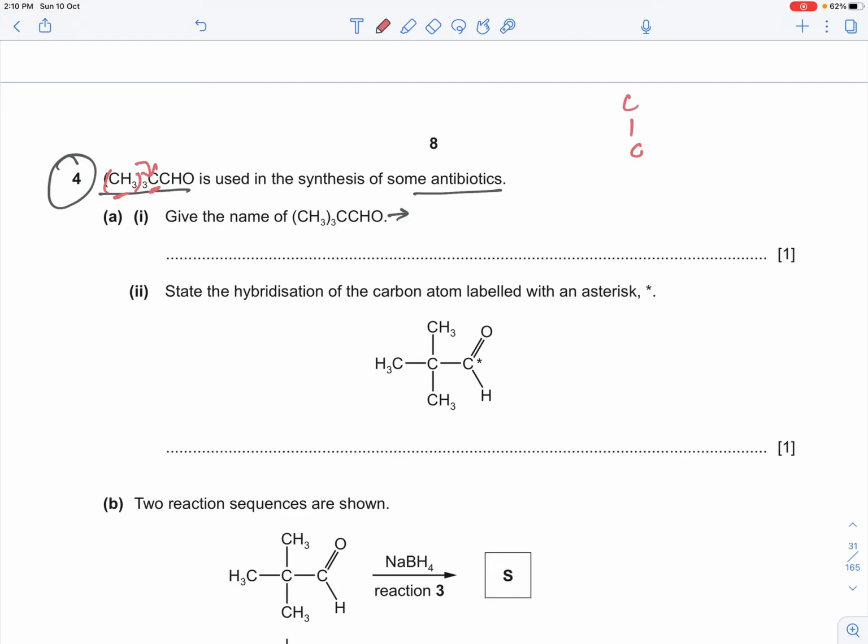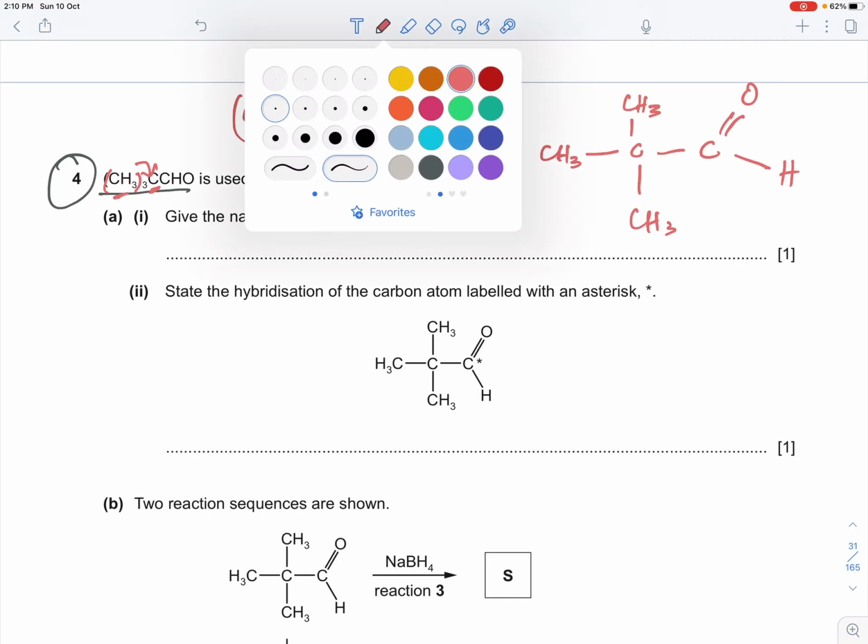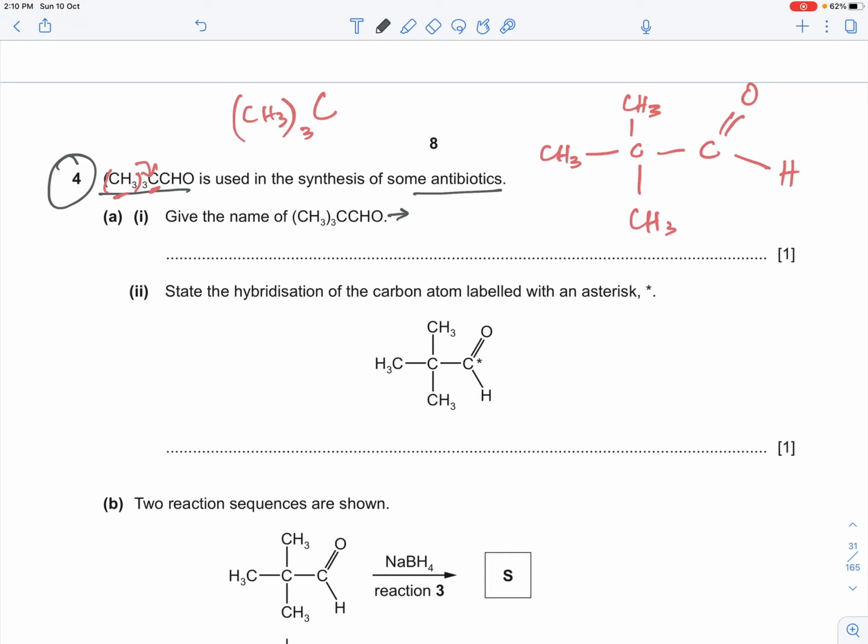Alright, so we will write 3 CH3, 1, 2 and 3. So this is the same thing as (CH3)3C. And then next to it we have CHO, that means C double bond O H. So this is an aldehyde. Now next you have to identify the longest chain of carbon atoms, and the aldehydic carbon must be present in it. So this is carbon number 1, carbon number 2 and carbon number 3. So the longest chain of carbon atoms is of 3 carbons, and the carbons which are not present in the chain, those would be called the branches.